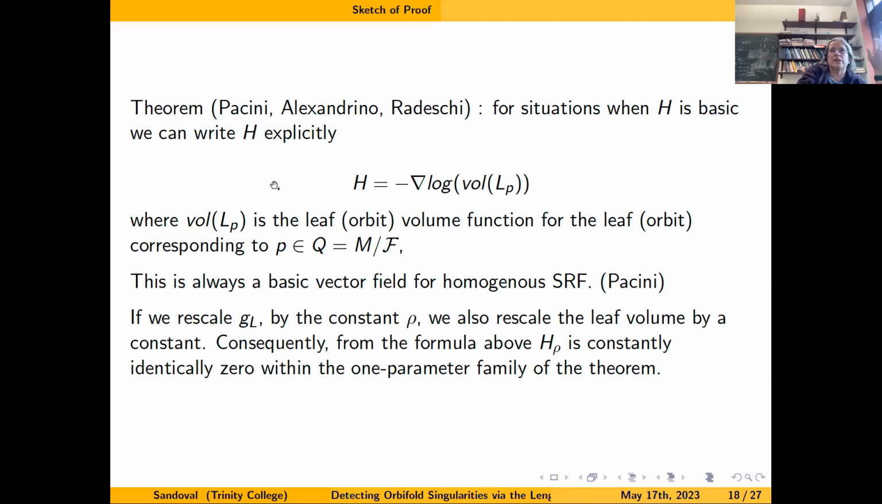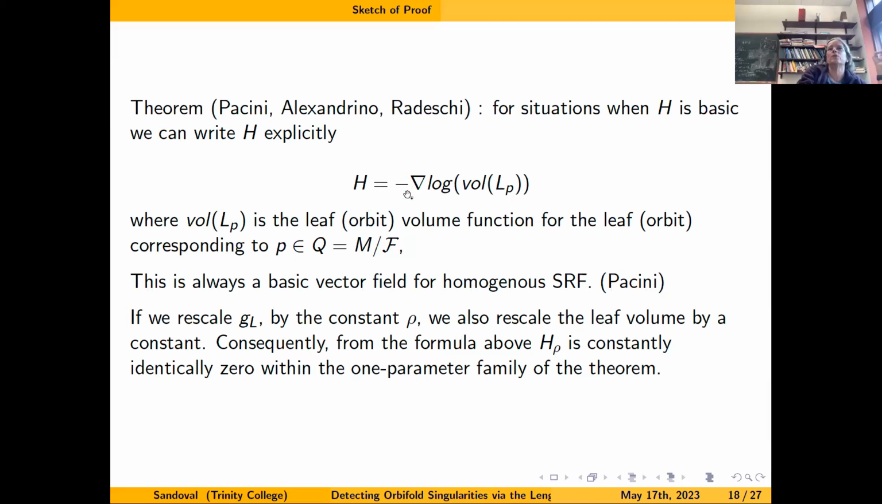So this is stated very generally. And this is always a basic vector field for homogeneous singular Riemannian foliations. In this case, if we rescale the orbit-wise metric, or the leaf-wise metric, by the constant rho, it's not going to change H at all, which is still 0. When you rescale the metric, you're going to rescale the leaf volume by a different constant, but it's still just a constant.